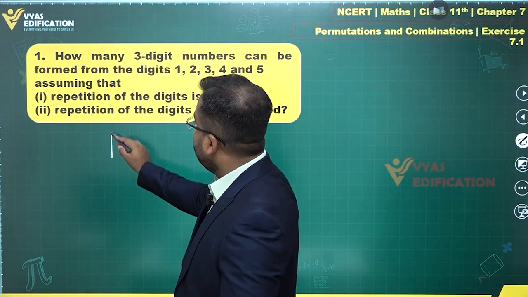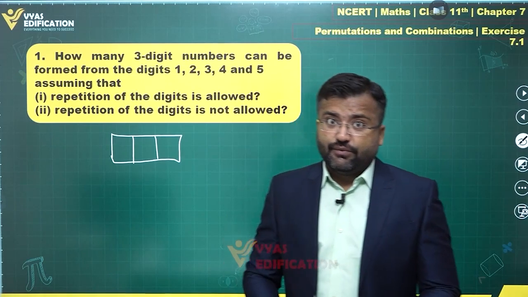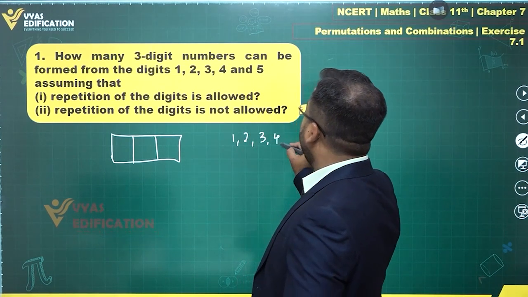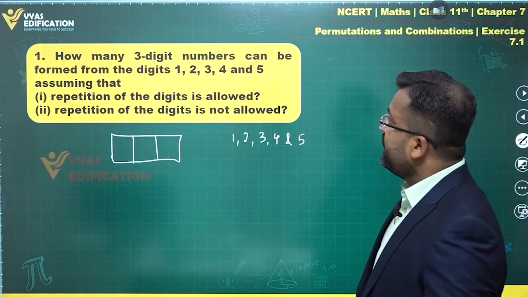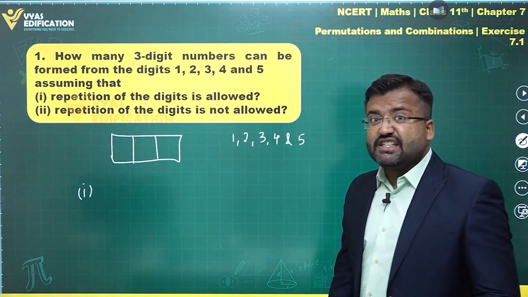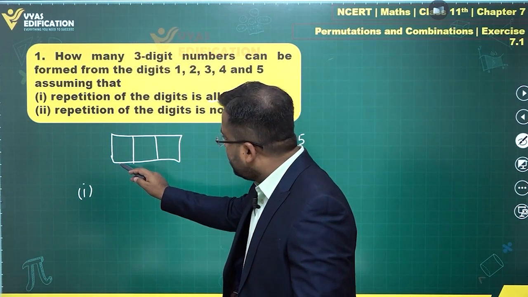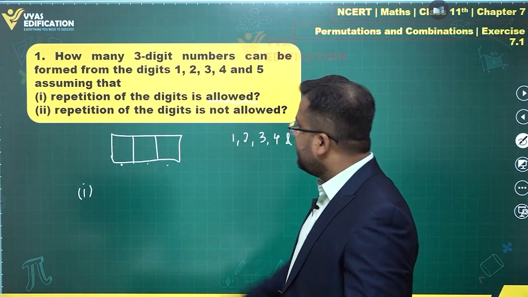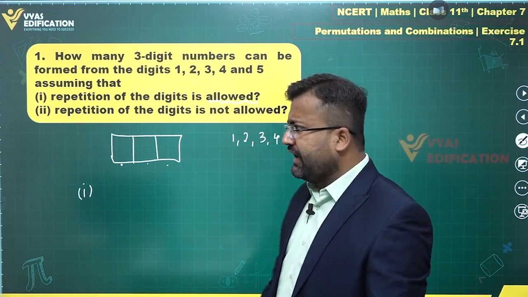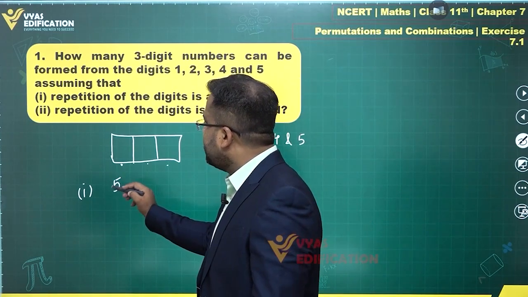3-digit numbers, there are 3-digit numbers which you need to form. There are 3 boxes basically that you need to fill with numbers. What are the numbers? We have 1, 2, 3, 4 and 5. In the first part, the question says that repetition of the digits is allowed. Repetition is allowed means if a digit comes in this place, it can be repeated at another place and another place. So how many ways are there to fill the first box? The first box can be filled by any of these numbers. There are actually 5 ways.